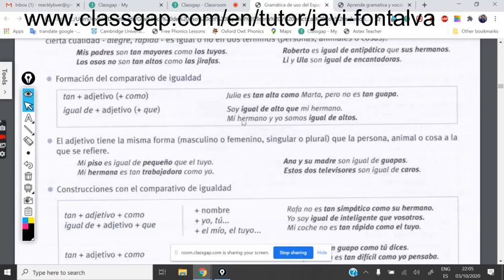Soy igual de alto que mi hermano. So, I'm as tall as my brother. You could also say, soy tan alto como mi hermano. It's just another way. So you could say tan alto como or igual de alto que. Pretty much the same. Mi hermano y yo somos igual de altos. Okay. You could also place the two nouns together, and then at the end you say igual de adjective. It's just another way of comparing.